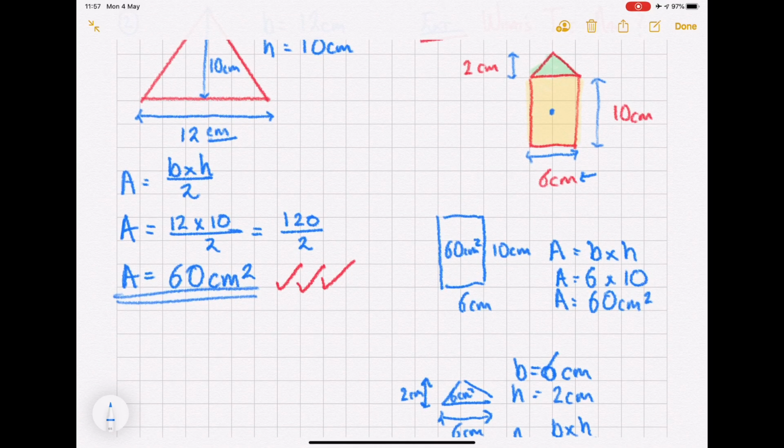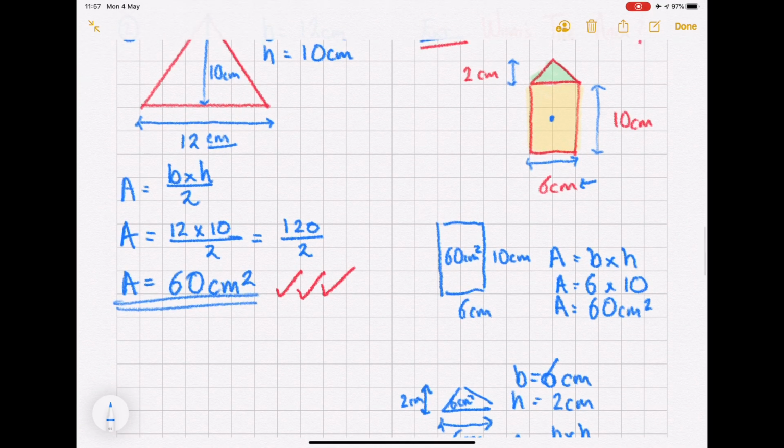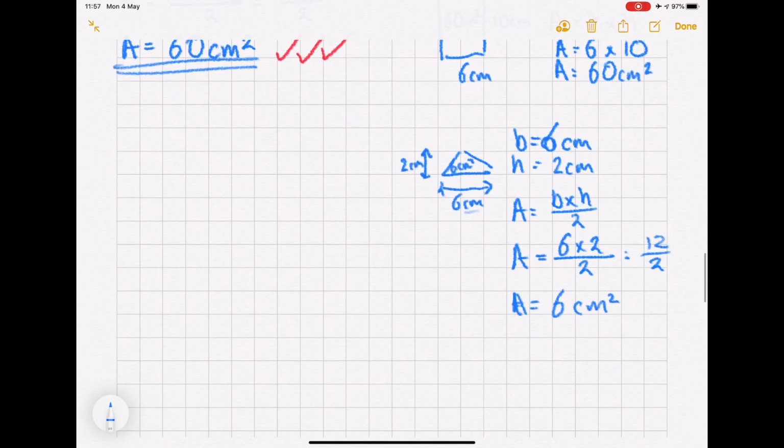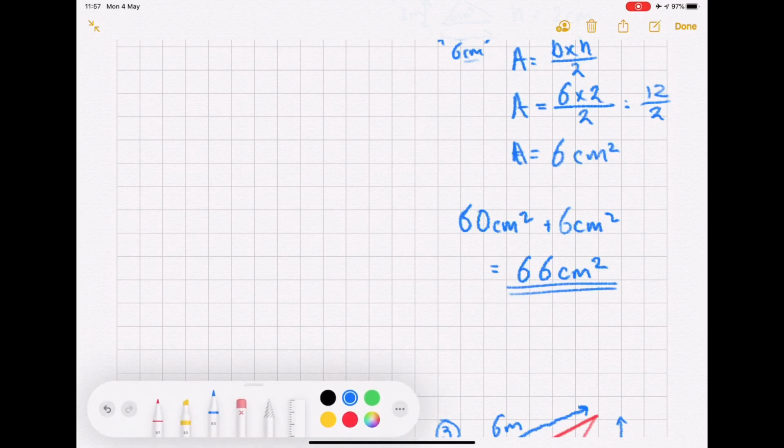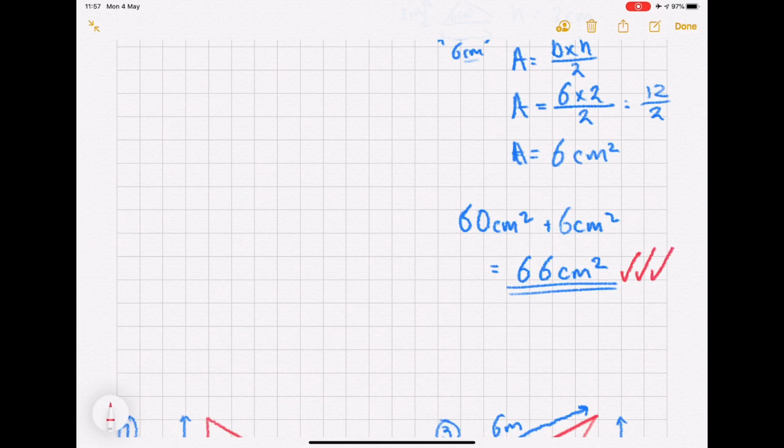That's a bit squished, but you can see that. So now we have the area of the 2 individual shapes. We have the area of this shape, which is 60, and we have the area of this shape, which is 6. So to find the area of the total shape, we can just add them 2 together. So let's do 60 centimetres squared plus 6 centimetres squared. That gives us 66 centimetres squared as our final answer.